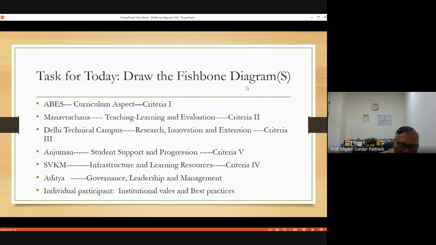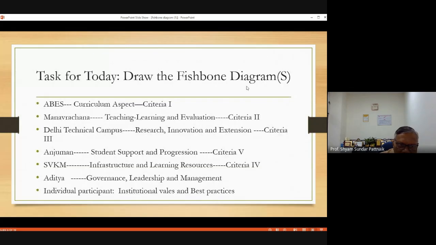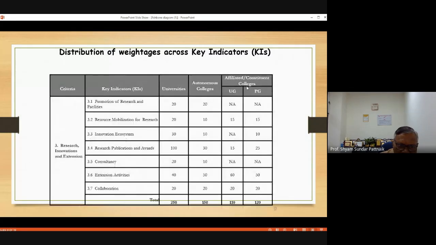Then third is Delhi Technical Campus. I think I've given research and innovations. So here is criteria 3. These are the sub causes or the key indicators you can keep in your mind while solving the fishbone diagram. This is the factor which you have to keep in mind.